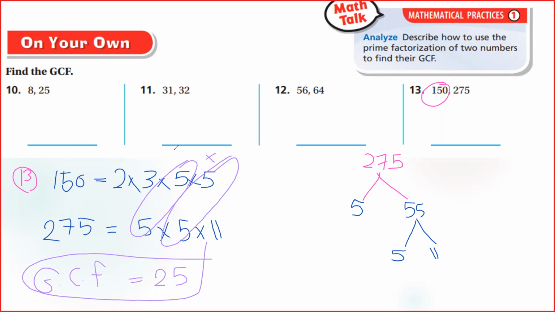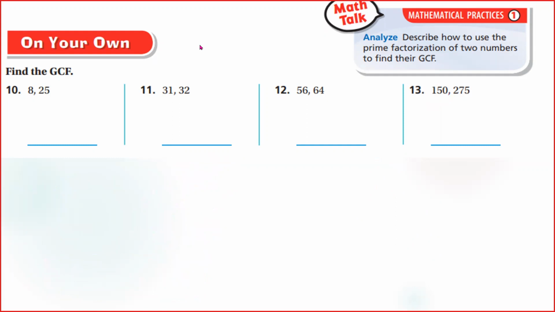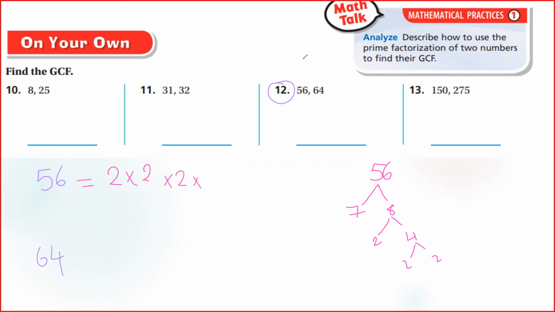As an example, let's solve number 12. We have 56 and 64. 56 is 7 times 8. And 8 is 2 times 4. And 4 is 2 by 2. So it is 2 times 2 times 2 times 7. Now, 64.